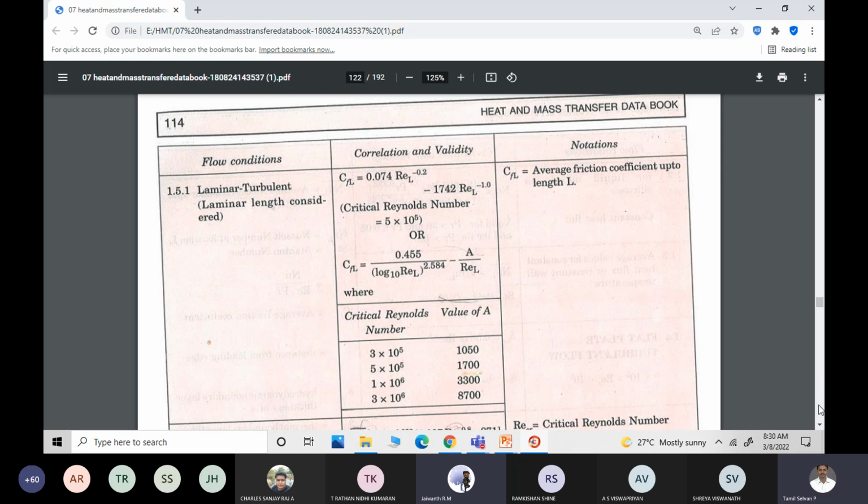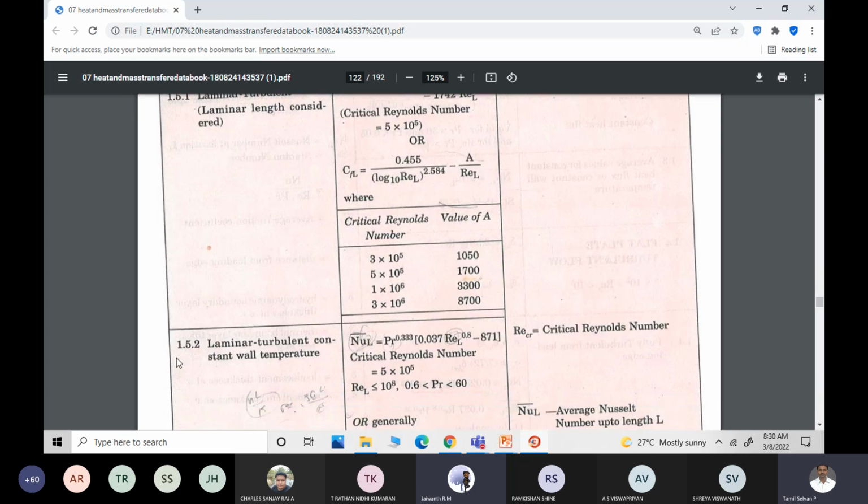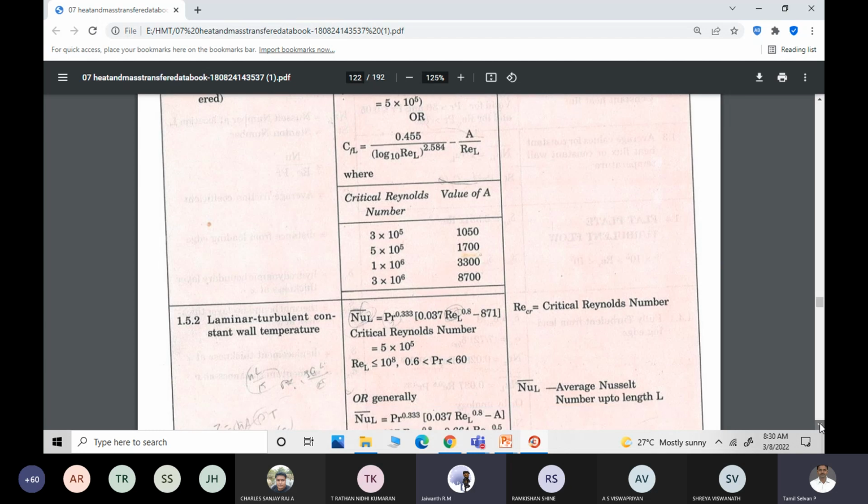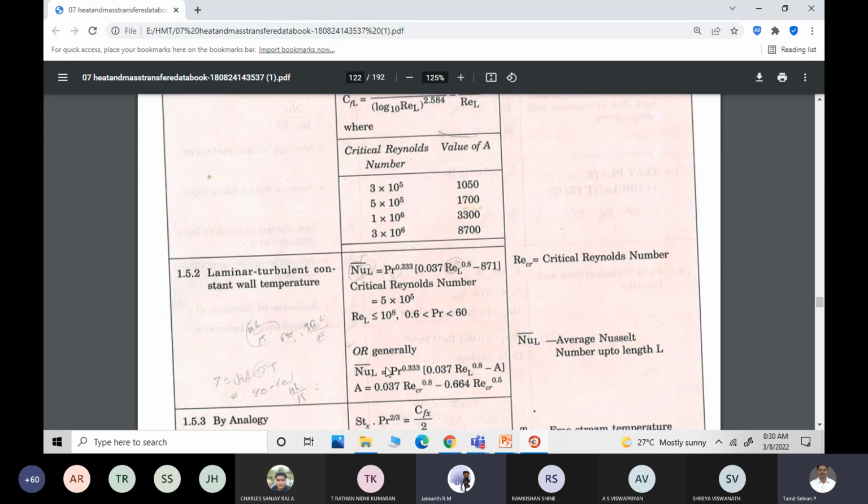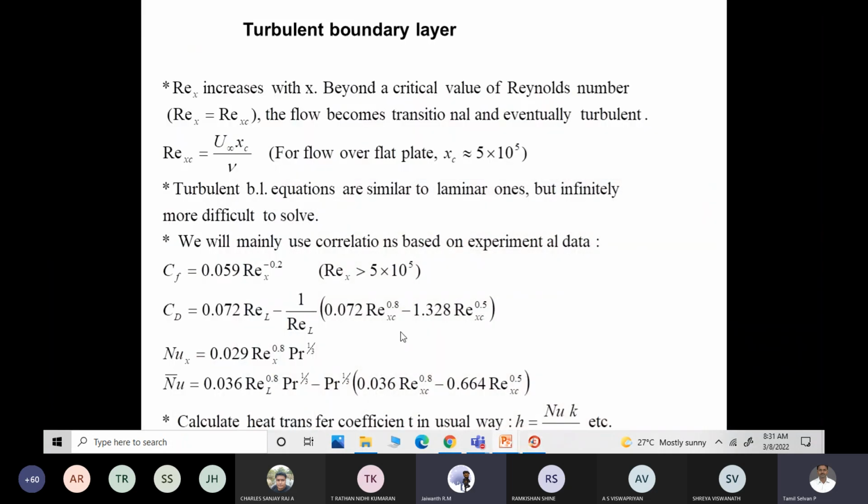CFL. And for laminar-turbulent constant wall temperature, the average Nusselt number is calculated with this expression, Prandtl number to the power 0.33. This expression is usually used for finding the average Nusselt number, or generally you can use this other expression also. Depending upon the Reynolds number range, you can use either the first expression or the second expression to get the solution. That's what is given here.